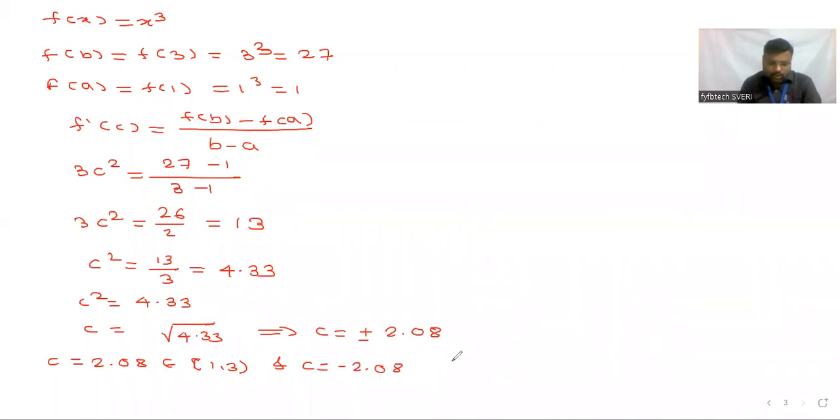C is equal to minus 2.08. Whether this belongs to the open interval 1-3 or not? No, sir. Which C is being considered here? 2.08.